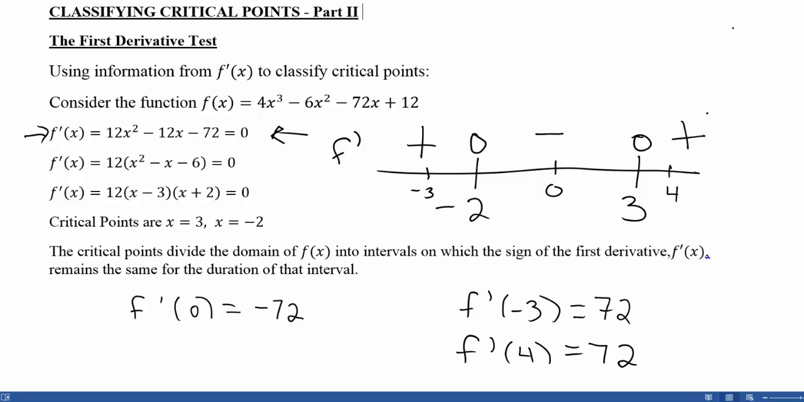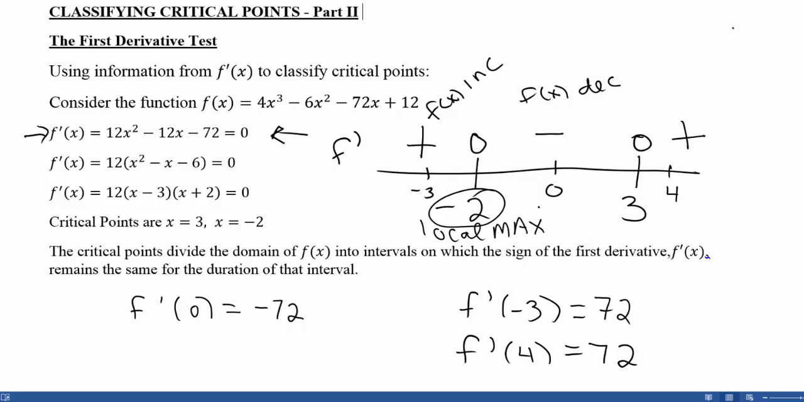Now I have to remember what the first derivative tells me about the original function. If the first derivative is positive, my function is increasing. If my first derivative is negative, my function is decreasing. So let's look at what's happening at x equals negative 2. Before negative 2, f of x is increasing, and then after negative 2, f of x is decreasing. We know from the test we looked at earlier that if your function goes from increasing to decreasing, that tells you that your critical point is a local maximum. So x equals negative 2 is a local maximum of f of x.